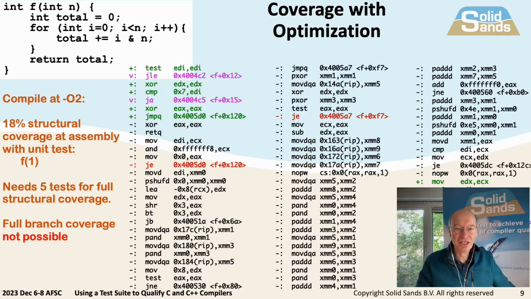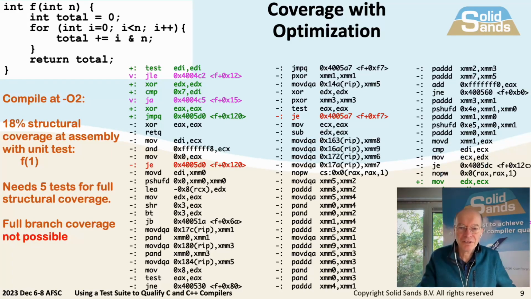And that means that even for this simple example, you would have to manually analyze why full coverage is not needed. Now, of course, we don't want to do that. ISO 26262 also doesn't require you to do analysis of assembly code.